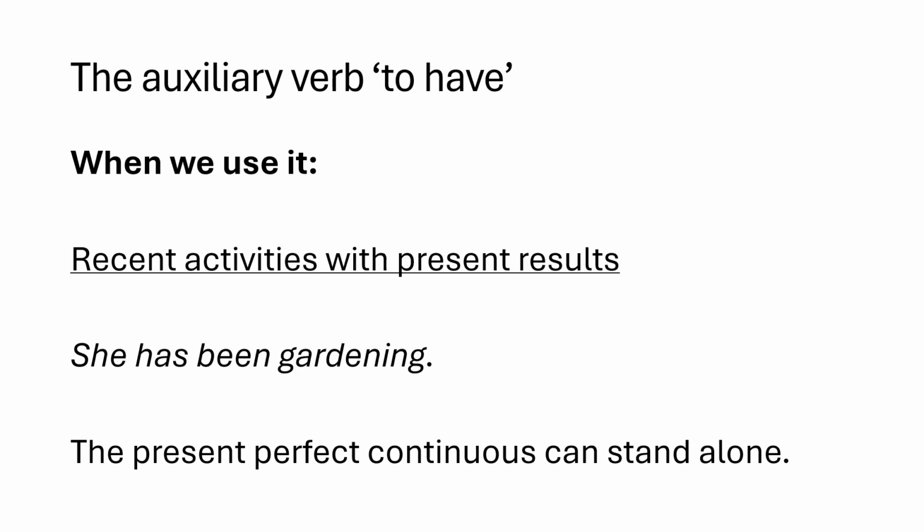When it is obvious, the present result can be understood from context. This means the result may be stated or simply understood. For example, she has been gardening. The present perfect continuous tense can stand alone. In this sentence, the result is implied. She is dirty from gardening.